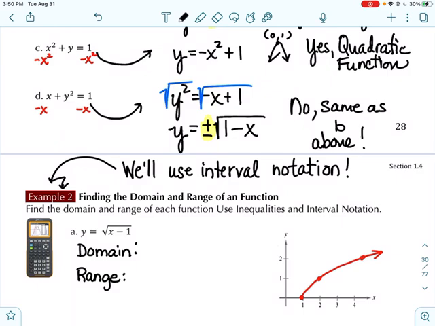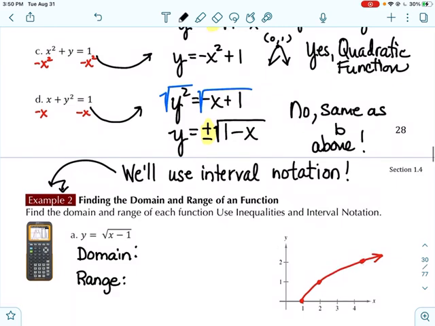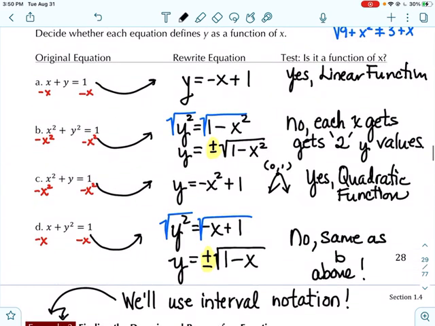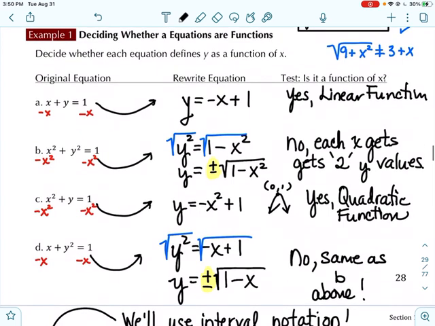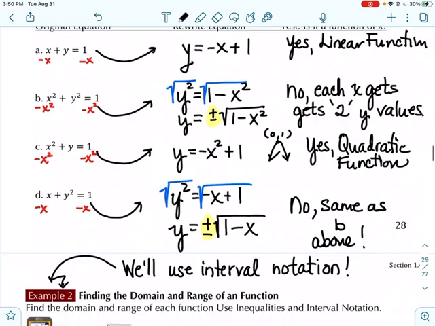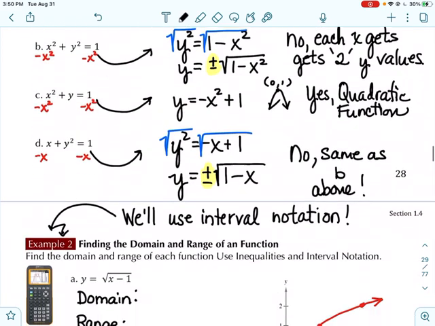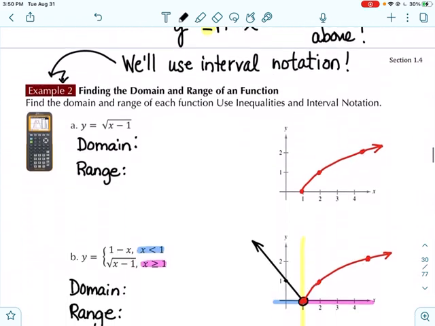Okay, so now with this next one, we're going to use what's called interval notation. So very often, going back to this previous one, example 1, we can tell if it's a function based on the form of the equation. When we solve it for y, it's much, much easier to tell. So we could tell with b and d that absolutely not, those are not functions.